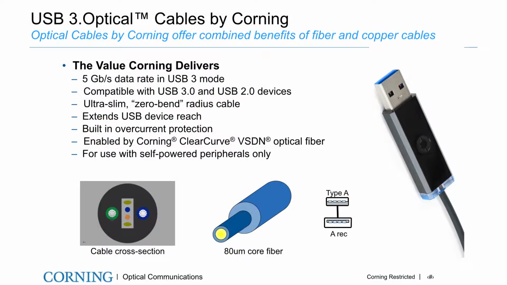So the value that Corning delivers for the USB product is very similar to the technology used in Thunderbolt, but it's a totally different protocol. So what we have here is an electrical interface that's standard, USB standard interface. It converts the electrical to optical inside the connector, but there's only one fiber here. And what's very unique is that we also support USB 2.0. So we're backward compatible from 3 to 2 as well.